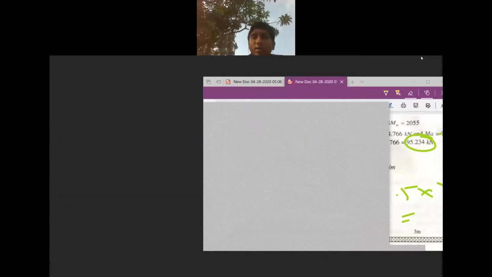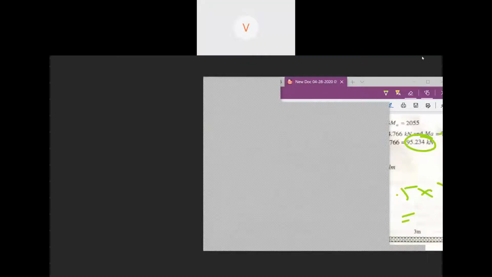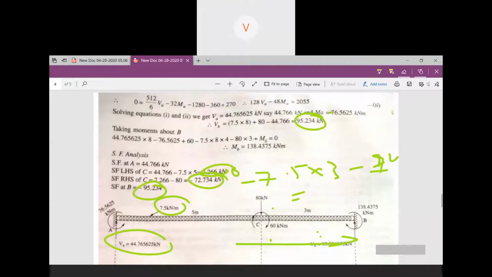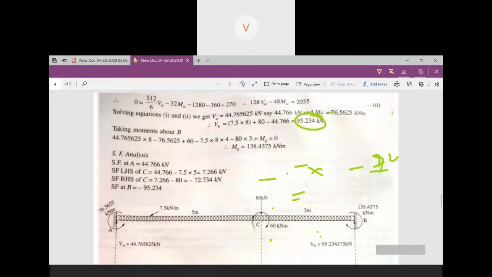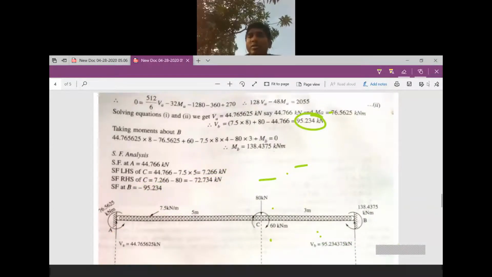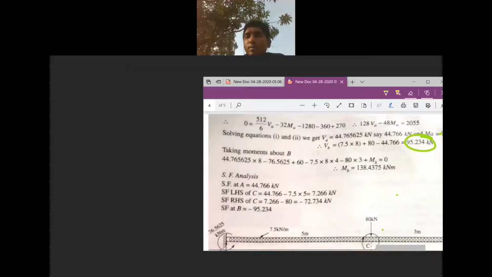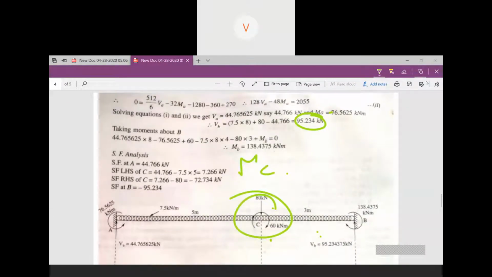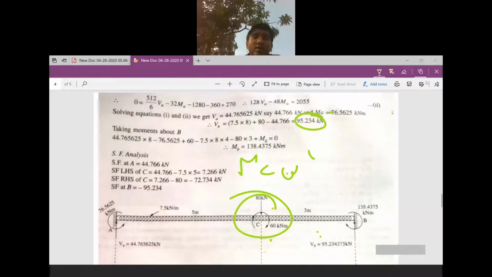When you go to moment about C, you have an external moment here. Here you have external moment. At this point, you have to calculate moment about C left. We calculate the left one first, moment about C.